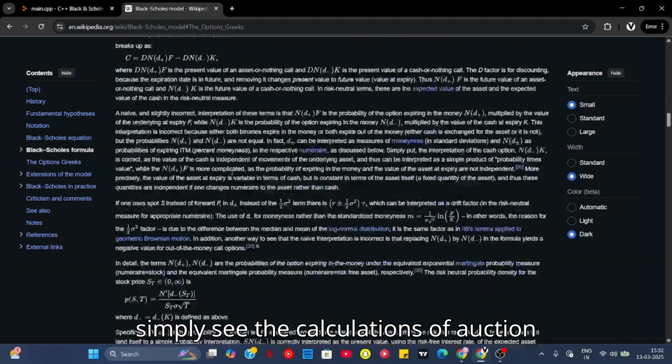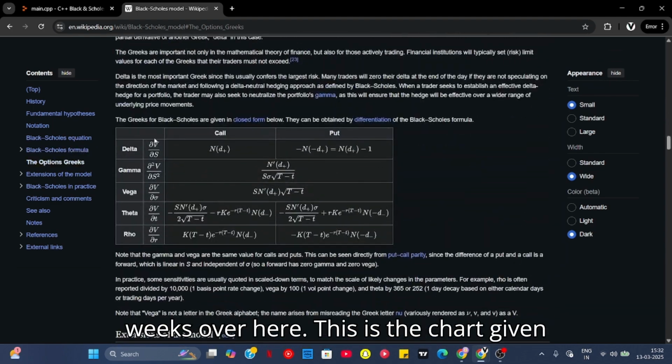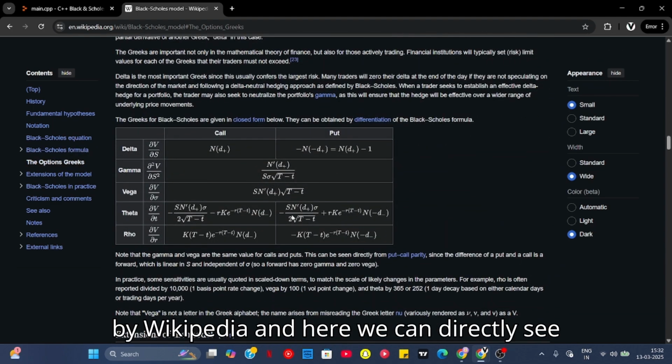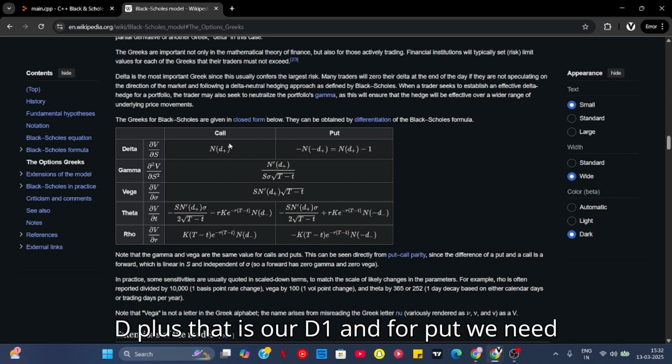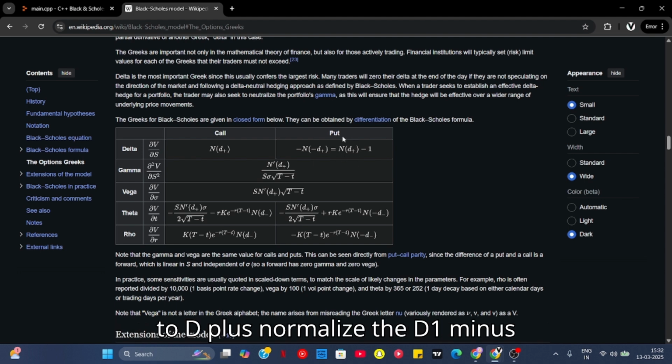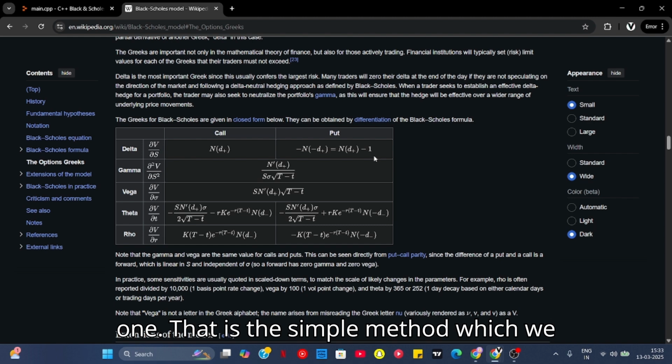We can simply see the calculations of the option Greeks over here. This is the chart given by Wikipedia, and here we can directly see that for delta we just need to normalize. For a call, we normalize D plus, that is our D1, and for a put we normalize D plus, the D1, minus 1. So it's a simple method which we can use.